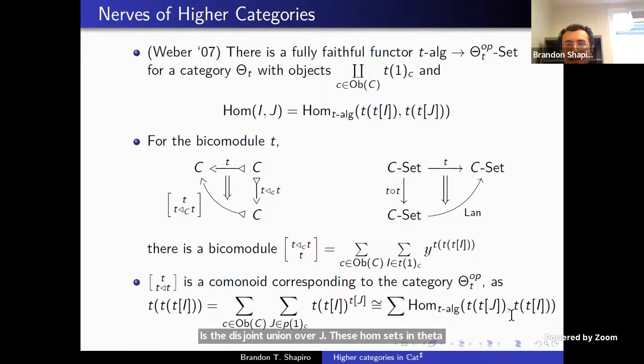And this gets exactly at how we treat comonads as categories. So it gets a little bit complicated here because, as defined, this T composed T over T is a bicomodule. But of course it has an underlying polynomial. If we just forget that, this sum is sort of separated over C.